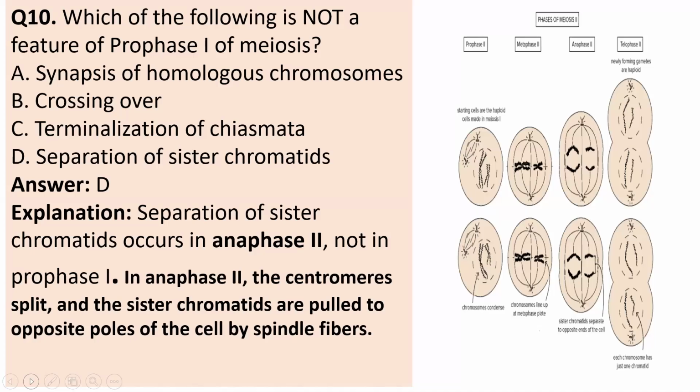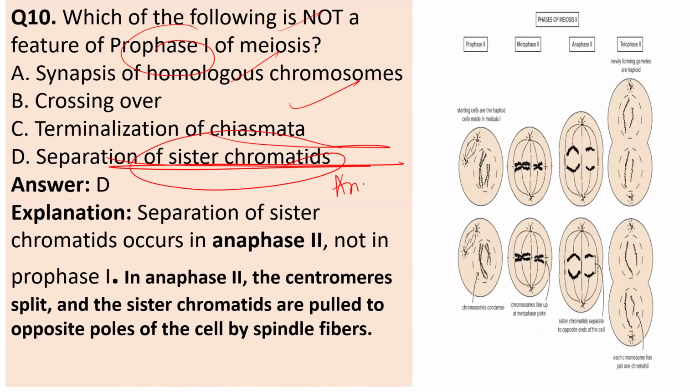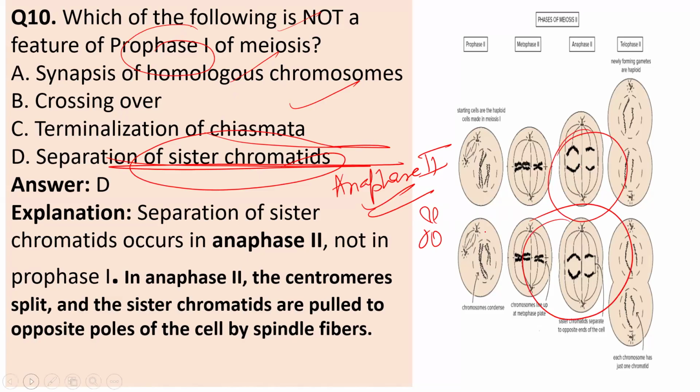Which of the following is not a feature of prophase 1 of meiosis? Look at all the options: synapsis, crossing over, terminalization, and separation of sister chromatids. Separation of sister chromatids is not a prophase 1 feature, because it occurs in anaphase 2. Very important point: in anaphase 2, the centromere splits, and the sister chromatids are pulled to opposite poles of the cell by the spindle fibers.